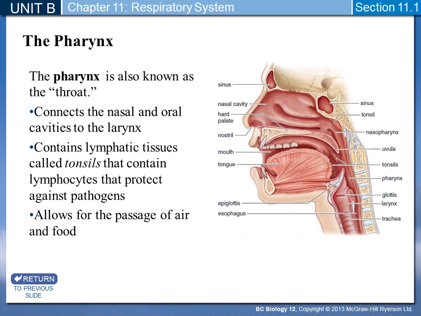The pharynx connects the nasal and oral cavities to the larynx, and it contains lymphatic tissues as well, called tonsils. Those contain lymphocytes, those white blood cells that help protect against pathogens.